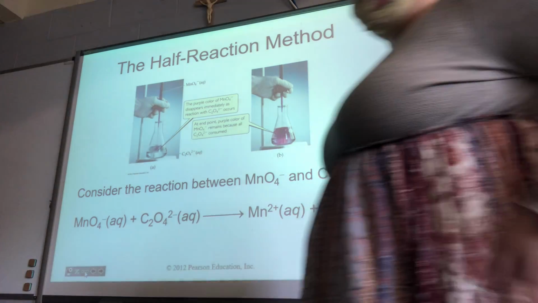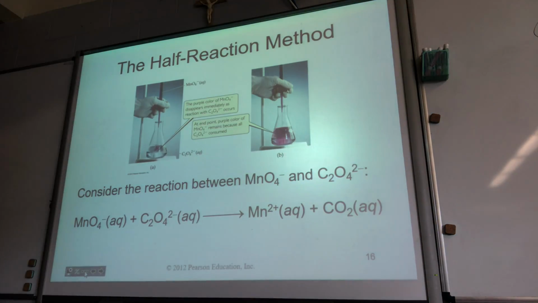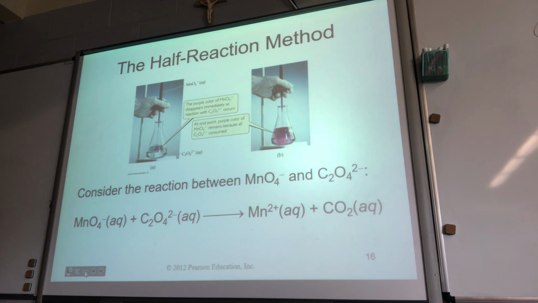Yes, ma'am? So you already know that oxygen is always a -2, right? And you know this whole thing has to be a -1. So if this is -2 and there's 4 of them, and the whole thing has to equal -1, what does Mn have to be? Plus 7. Yeah, 7 plus, right? So write 7 plus underneath it.